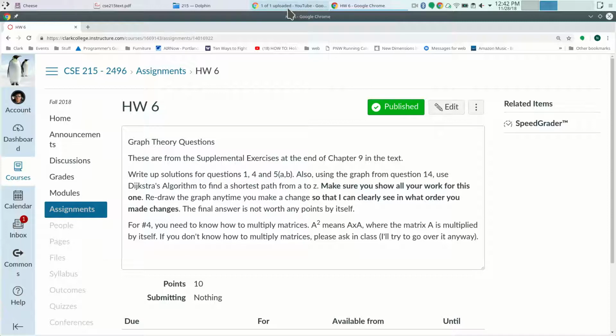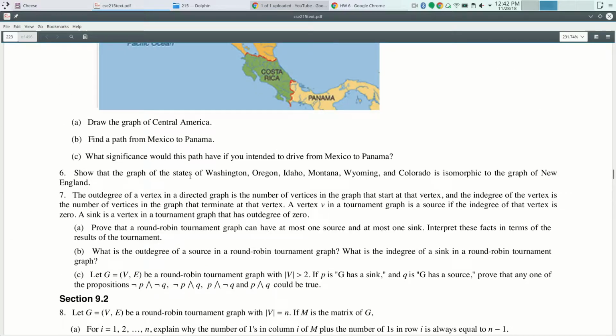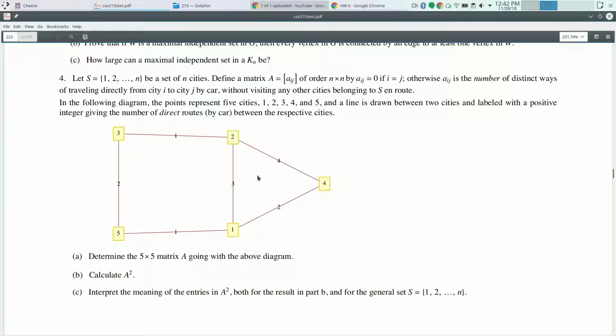All right, and then I also want you to do question 4, because it looked interesting to me, and I don't actually know how it comes out in the end. So it's a weighted graph, right? Your vertices are labeled with numbers, and you think of those as cities, and so you define an n by n matrix that represents this graph.